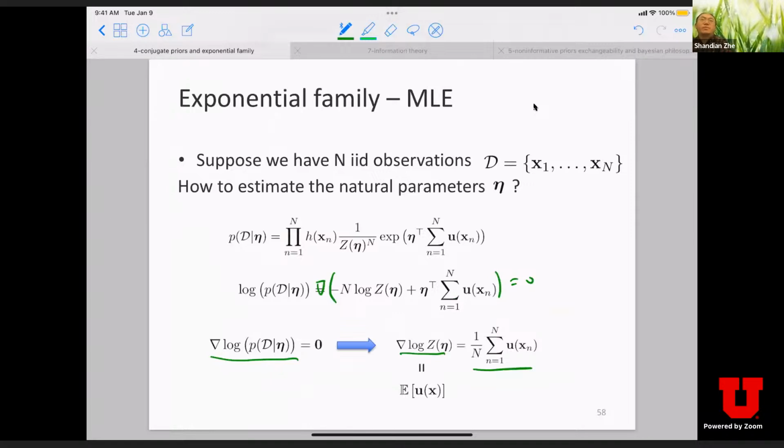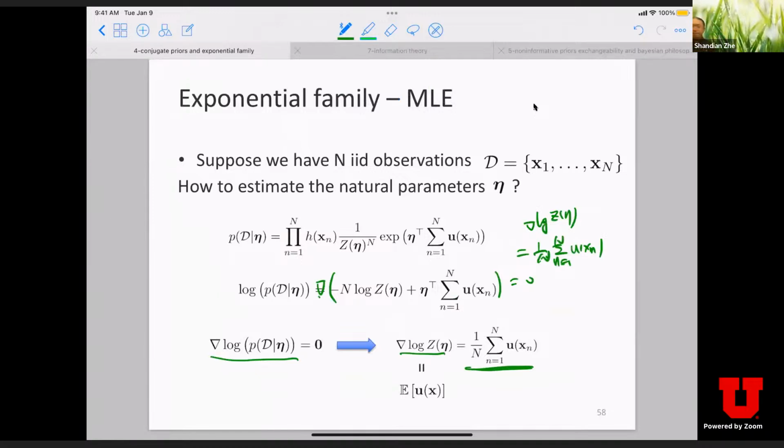We can do some simple calculus. So this is the log Z of eta plus, because of eta transpose, when you take the gradient with respect to eta it just disappears, leaving its coefficients, which is the sum over n from 1 to big N of u of xn. If you set it to be 0, and now you just move it to the right, and put minus n over here, that's where we get this, okay?